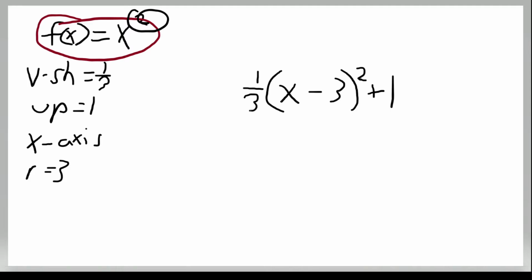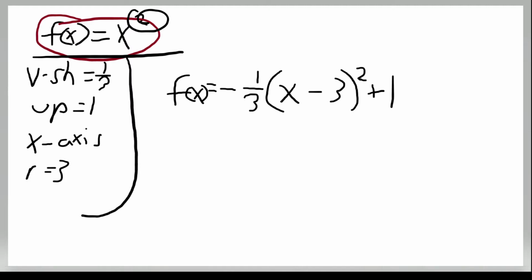So it should look something like this. f of x equals negative 1/3 times (x minus 3) squared plus 1. That is how you turn this equation up here, add all these to it to get this equation.